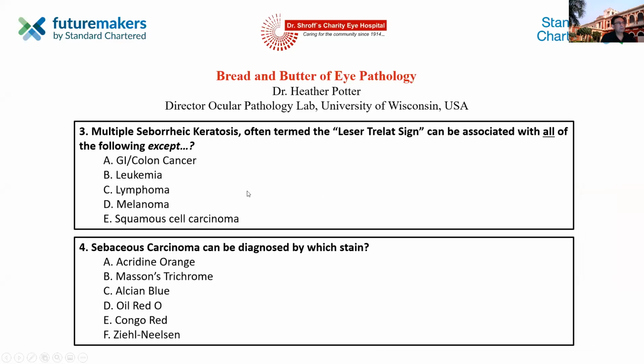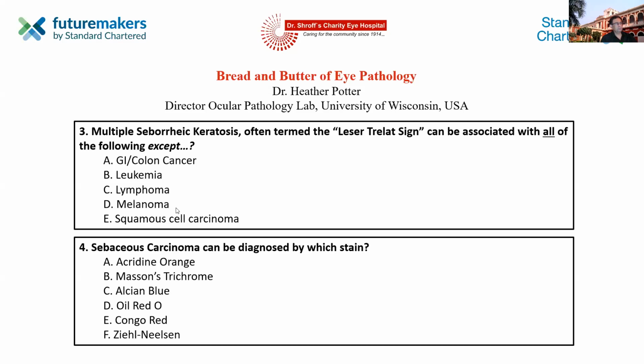Do you want me to go ahead and proceed, Dr. Potter, to 3 and 4? Thank you. Sure. So multiple seborrheic keratoses, often termed the Leser-Trélat sign, can be associated with all of the following except: GI and colon cancer, leukemia, lymphoma, and squamous cell carcinoma. It is not a sign of melanoma.